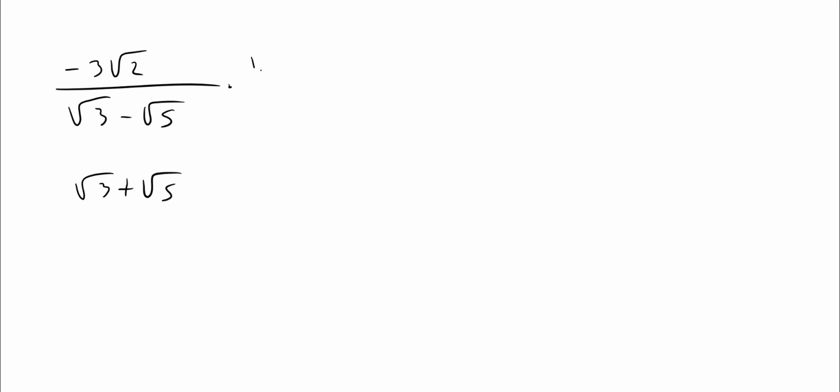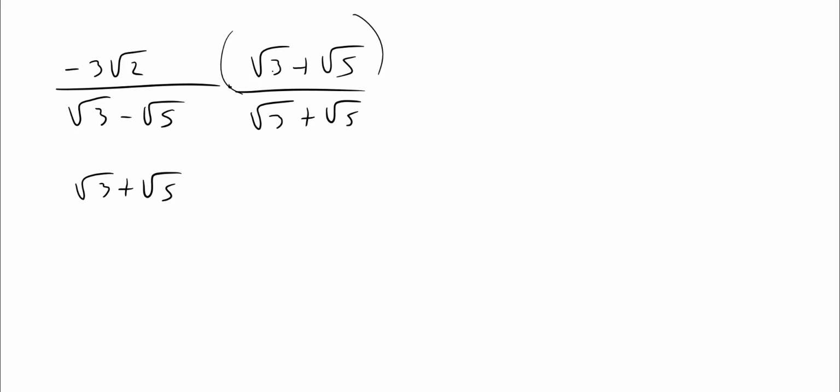So I'm going to multiply the top and the bottom by root 3 plus root 5 over root 3 plus root 5. So the top I'm just going to distribute. So negative 3 root 2 times root 3 is negative 3 root 6. And negative 3 root 2 times root 5 is negative 3 root 10.